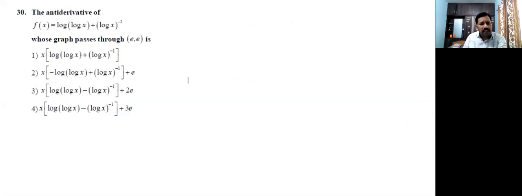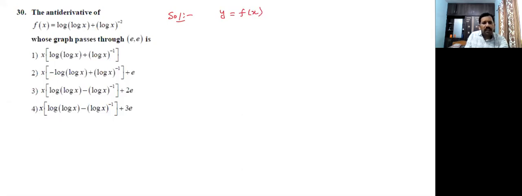Students, read the 30th question. The antiderivative of f of x is equal to log of log x plus (log x) to the power minus 2, whose graph passes through the point (e, e). A point means we know the x coordinate and y coordinate, but there is no y in the question. So what do we have to do? Generally we know that y is equal to f of x only.